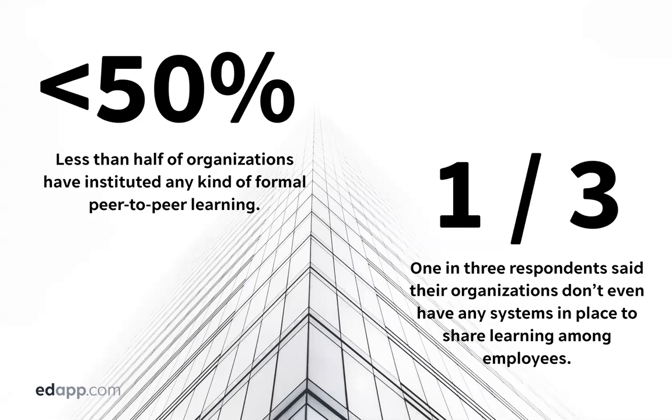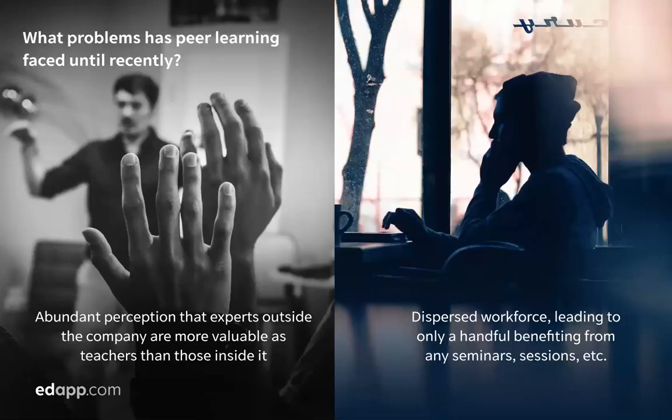A recent McKinsey study of learning and development officers reported that while classroom training, experiential training and on-the-job application of skills are now in regular use, less than half of organizations have instituted any kind of formal peer-to-peer learning so far. Even worse, only 1 in 3 of the respondents said that their organizations have any systems in place to share learning amongst employees.